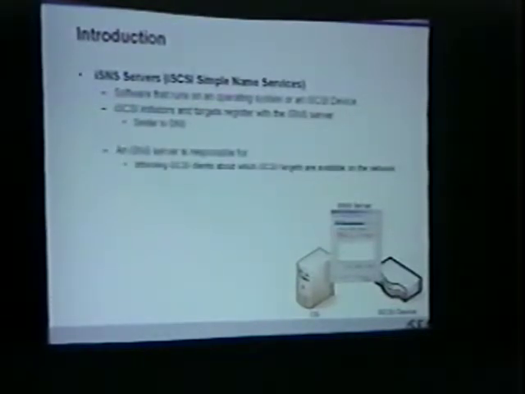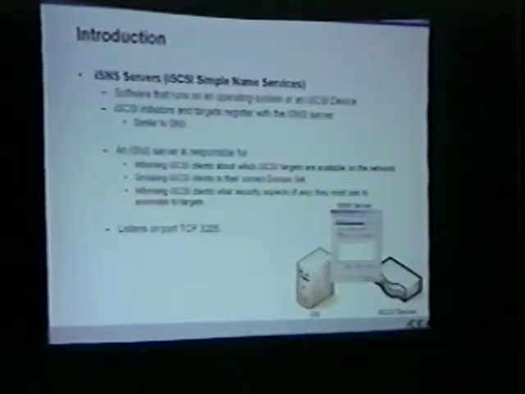And lastly, with the introduction, simple name servers. Simple name servers can be software-based, so you can load it on your Unix or Windows operating system, or it can be a service on an iSCSI target. More than likely, it's going to be a service on an iSCSI target, but you can download the Windows simple name server and use that on a separate operating system itself. And just like DNS, it allocates clients and servers so they can find each other on iSCSI networks. This service listens on port 3205. So the two ports that you want to keep in mind for iSCSI are port 3260 and port 3205. If you see those on the network, they're probably an iSCSI entity and something that could be open to attack.